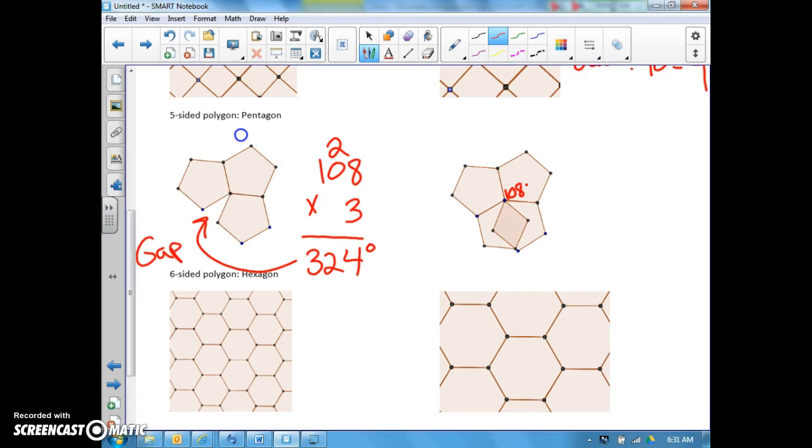Well, let's look and see what happens when I try to put 4 of them together. 108 times 4, I get 432 degrees. Well, again, that is much bigger than 360. And if you look here, we have an overlap. So we cannot tessellate a pentagon in the plane.